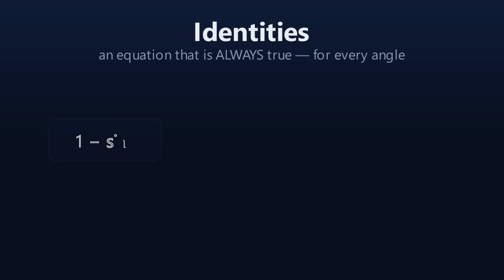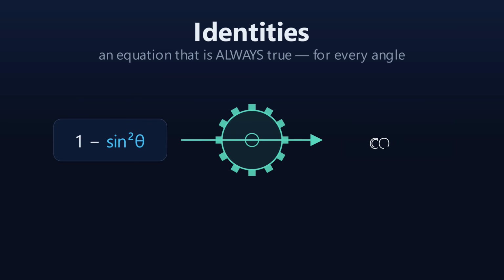An identity is an equation that is always true, for every angle, no exceptions. It's not something you solve. It's something you use, like a gear that transforms one expression into a completely different-looking one that means exactly the same thing. And they all grow from a single seed.